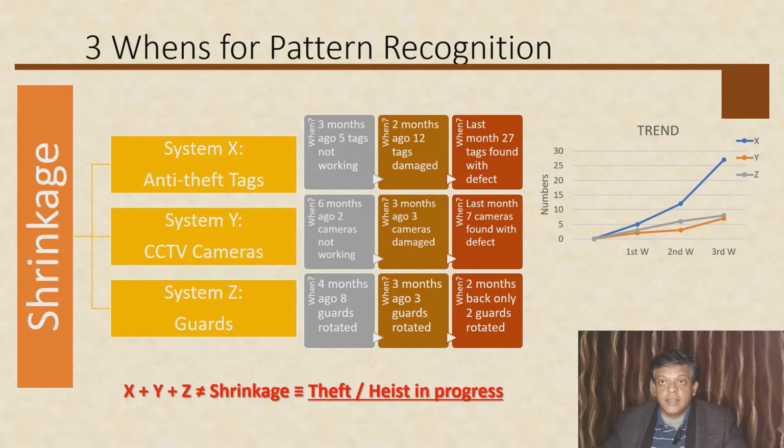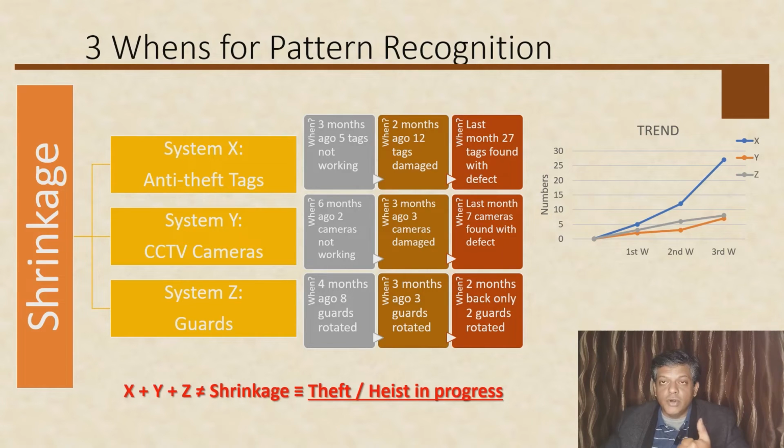Now that does raise a red flag, because 27 plus 12 plus 5 makes 44 tags which are defective or not working at your retail store that has costly merchandise. Now these anti-theft tags are basically consumables which could be easily replaced and are not of much high value, considering the type of merchandise that you're selling. So you might choose to ignore it, although there is a particular pattern which you can see.